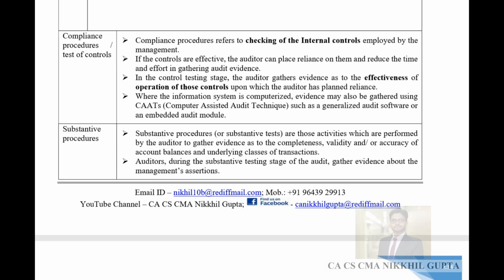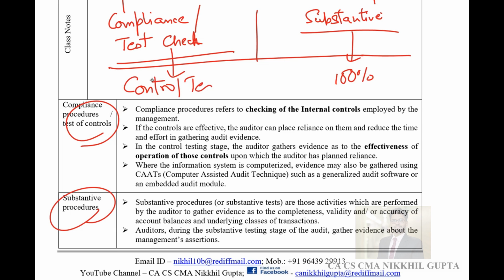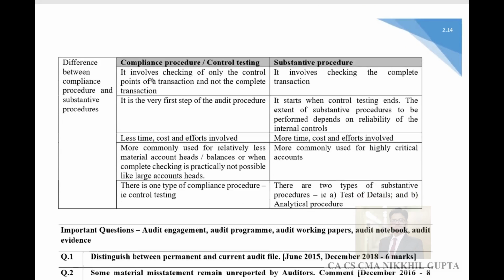Similarly, in an audit of a business organization, if I want to apply substantive procedure, I will not apply it to all the account heads. I will apply it to very highly risky account heads, very important account heads. For the other account heads, I can simply go with the compliance procedures or the test of controls. So these are the two procedures which are employed by any auditor. Substantive procedure involves 100% checking of the transaction, and test check or compliance procedure involves only controls testing. So if controls are working fine, then I assume that the transaction will also be working fine. So this is the difference between substantive procedure and control testing.